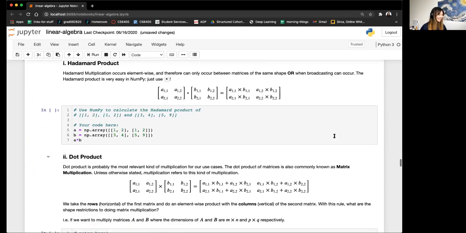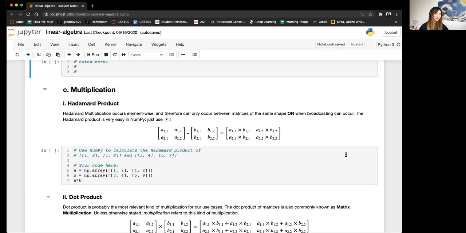All right. The next thing we're going to talk about is multiplication. And there are actually 3 different kinds of multiplication when it comes to linear algebra. I'm going to talk about 2 of them. The third one, I'll allude to what it is because you all don't need to know that. The first kind of multiplication is the Hadamard product. You very unlikely will use this.